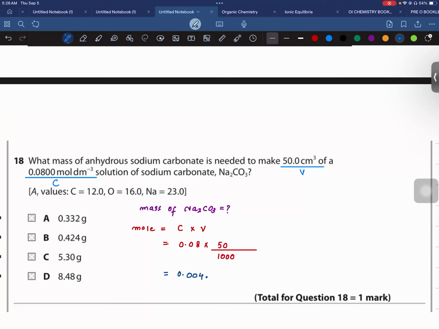0.004. This is moles. I need mass. So mass is equal to moles times Mr of sodium carbonate. Can you tell me the molecular mass of sodium carbonate? Good. This is 106 and moles are 0.004. So what's the answer?